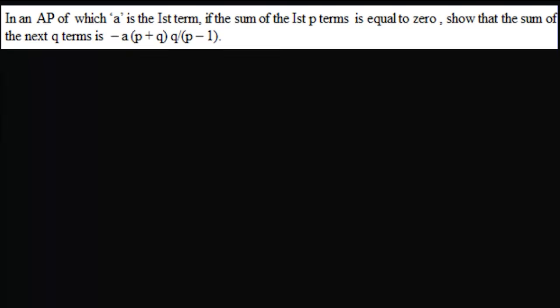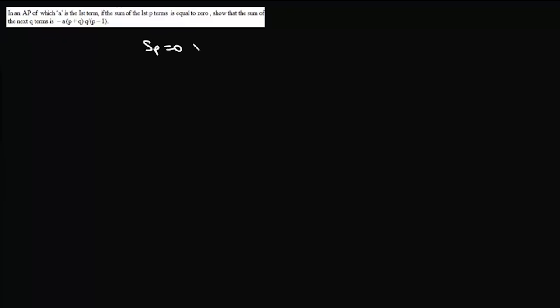Now here the question is, in an AP of which a is the first term, if the sum of the first p terms is equal to 0, then show that the sum of the next q terms is this value.